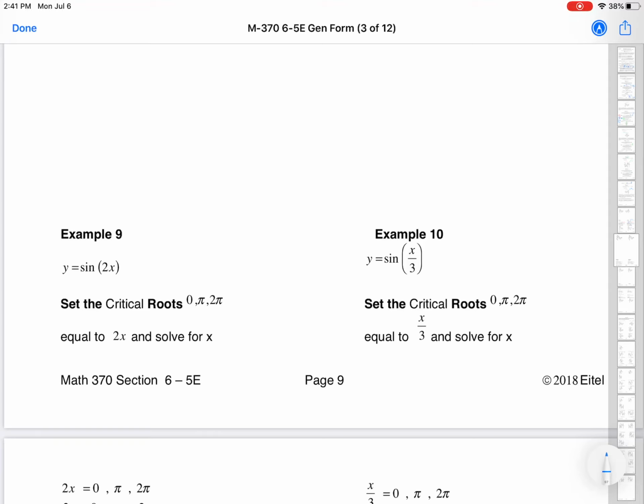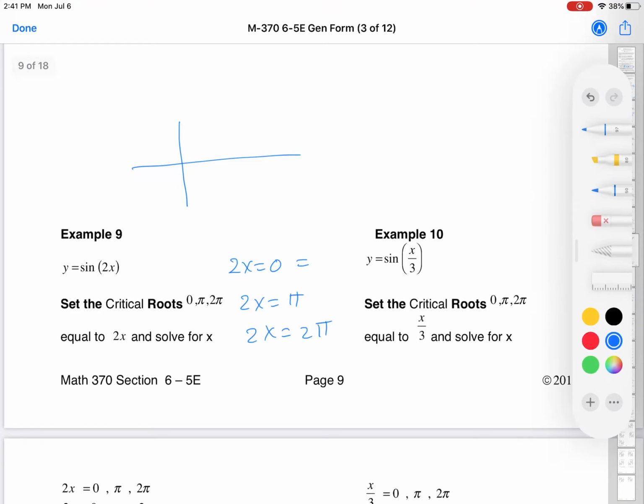Sine 2x, you know right away that this is a period adjustment. Because that 2's on the inside, you can take your original roots, set 2x equal to 0, set 2x equal to pi, set 2x equal to 2 pi, and realize that your new roots are, and I'll put them in red if I can, 0, pi over 2, and pi. And so what do we do? We just draw a regular sine graph and say, you know what, that's pi, this is pi over 2, and this is 0.